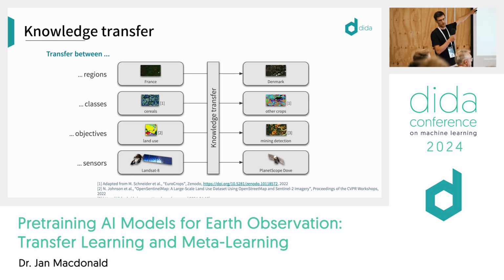I will focus on the first two only in this talk, and these are very related because usually when you switch from one region to another, also the classes change because not all kinds of crops are grown in each region. So the first two always come together more or less.